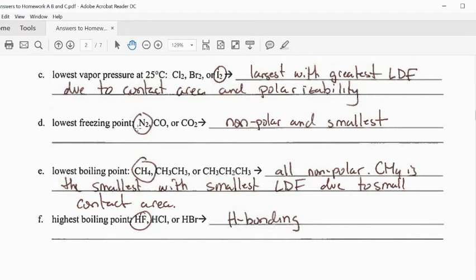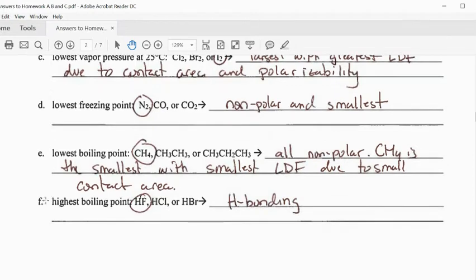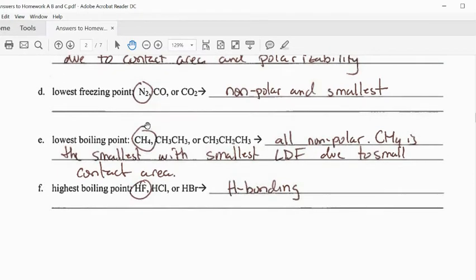It's going to have very weak forces, so it's going to be hard to freeze it, meaning the temperature is going to have to be extra cold. Which one has the lowest boiling point of these? Kind of the same conversation. All 3 of them are nonpolar. CH4 is the smallest molecule, and it's going to be the hardest to get to boil.